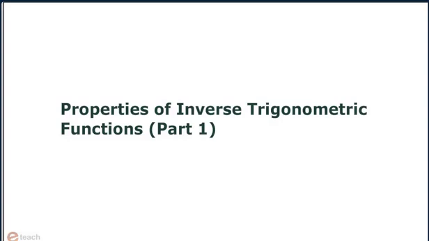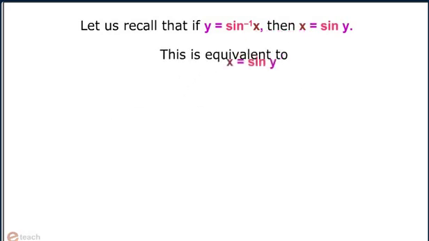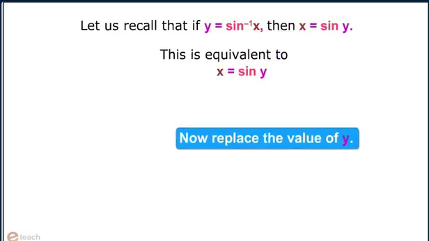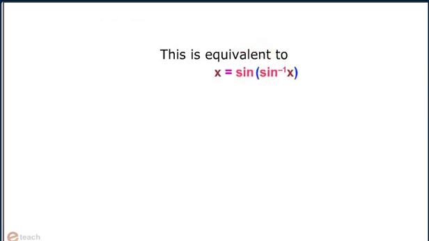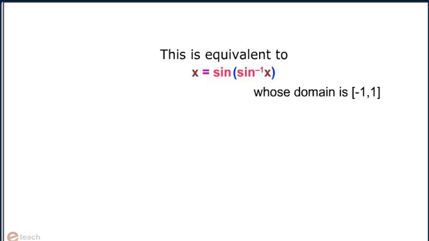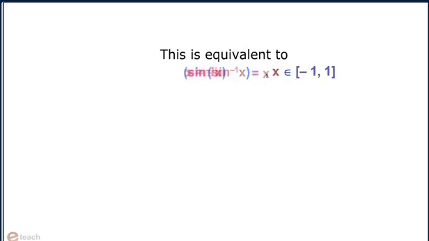Let us study properties of inverse trigonometric functions. Let us recall that if y is equal to sine inverse x, then x is equal to sine y. Now replace the value of y. This is equivalent to x is equal to sine of sine inverse x, whose domain is the closed interval -1 to 1. This implies sine of sine inverse x equals x for x belonging to the closed interval -1 to 1.